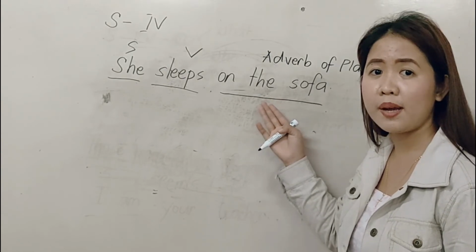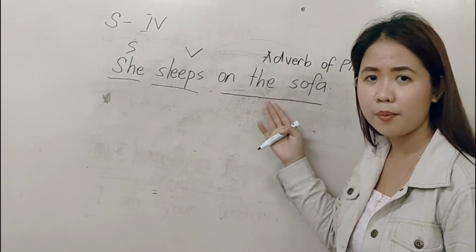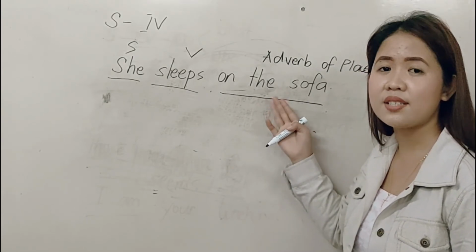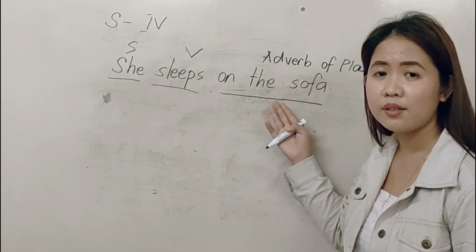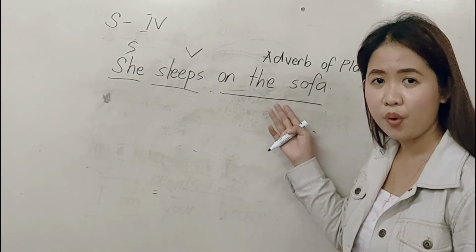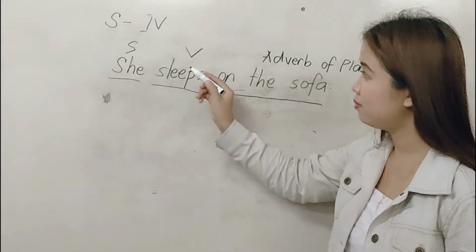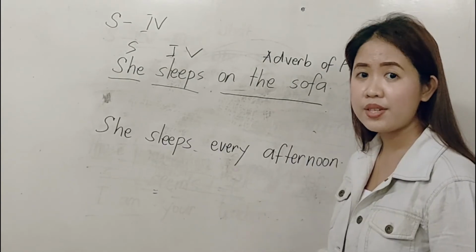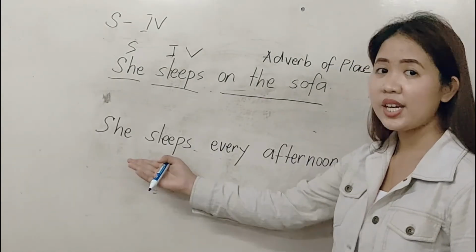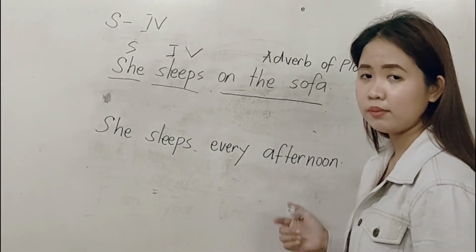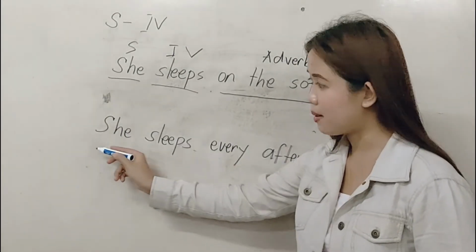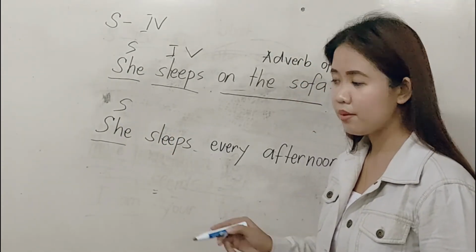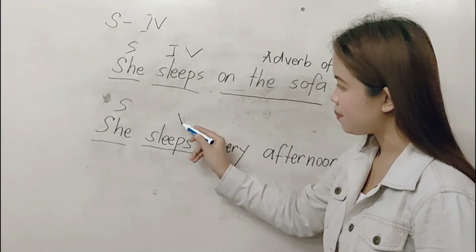It is not answerable by what? It is not answerable by who question. But instead, it is answerable by where question. Therefore, we still have an intransitive verb. Let's try to have another sentence. She sleeps every afternoon. We have a subject, she. We have the verb, sleeps.